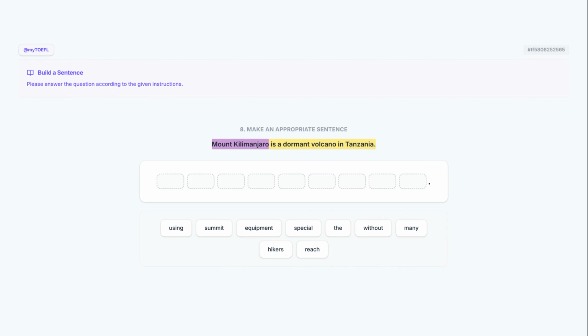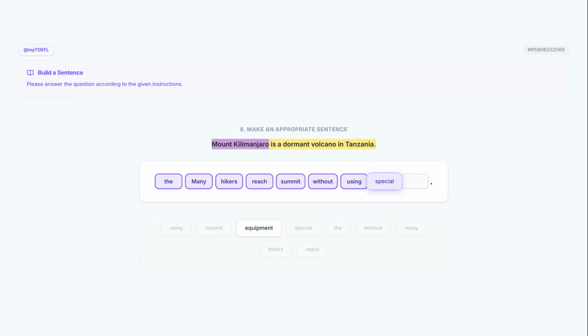Let's build this final sentence one word at a time. First, we drag the quantifier many. Next, we place the subject hikers. Then, we need the verb, so we drag reach, followed by the article the. Next, we place the noun summit. Then, we use the preposition without. Next, we add the gerund using. Then, we place the adjective special. Finally, we add the noun equipment.